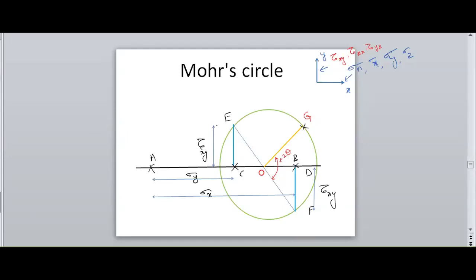How to draw the circle, Amma? Taking the radius OE or OF, and making the center as O, and radius OE, draw a circle. This circle we will call a Mohr circle.